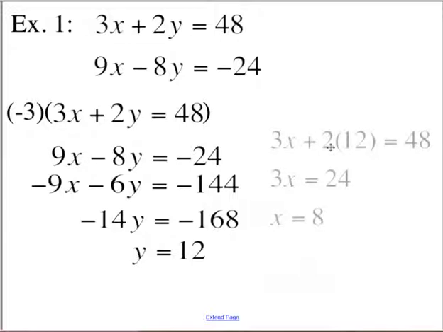When you do that, I get 3x plus 2 times 12 equals 48. I subtracted 24 from both sides, and then I divided by 3, and I got x equals 8. And so my point of intersection for these two lines is (8, 12).